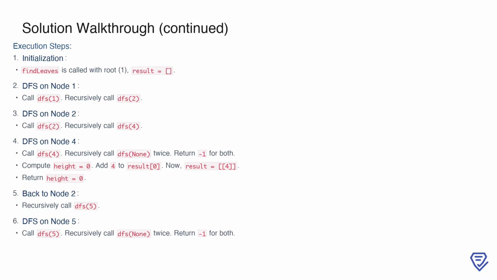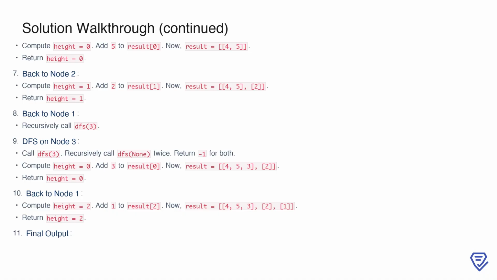Node 4 has no children, so recursive calls to DFS on None for both its left and right children return -1. The height of node 4 is computed as 0, and we add its value to result[0], making result equal to [[4]]. The height of node 4 is returned to its parent, node 2. Next, node 2's right child, node 5, is processed in a similar manner. Recursive calls to DFS on None for both children of node 5 return -1. The height of node 5 is calculated as 0, and we add its value to result[0], updating result to [[4, 5]]. The height of node 5 is returned to node 2.